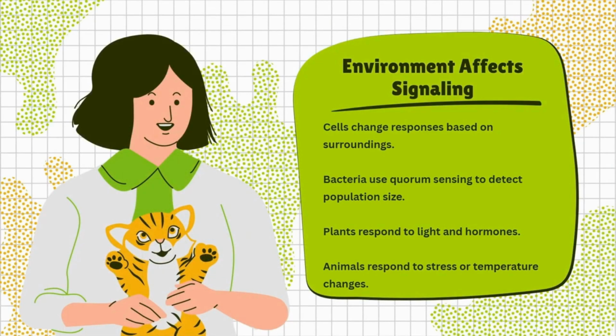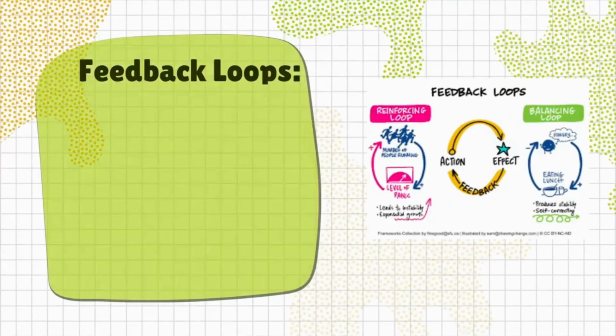Cells also change their responses depending on what's going on around them. Bacteria use something called quorum sensing to detect population size. Plants respond to light and hormones, and animals respond to stress or temperature changes. So environment plays a big role in how signaling works.